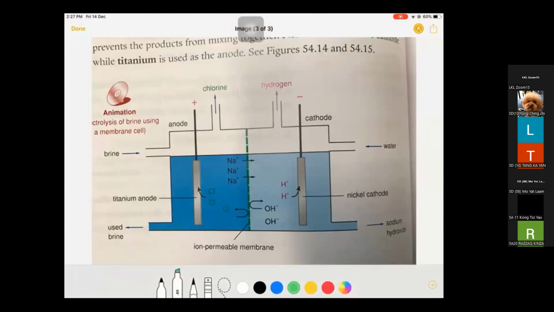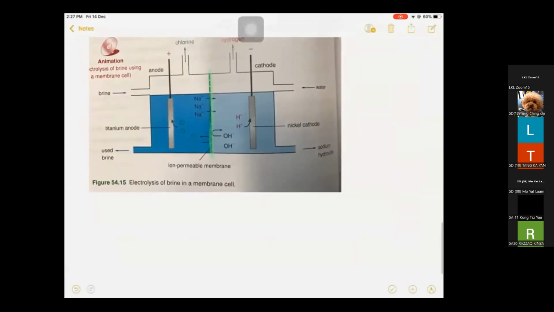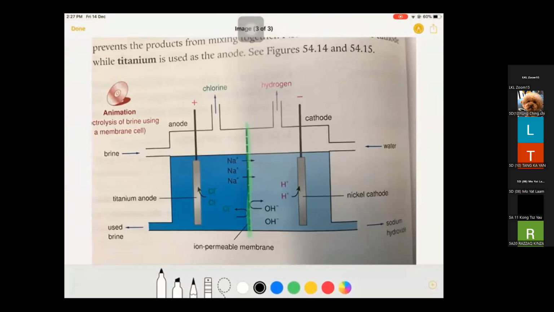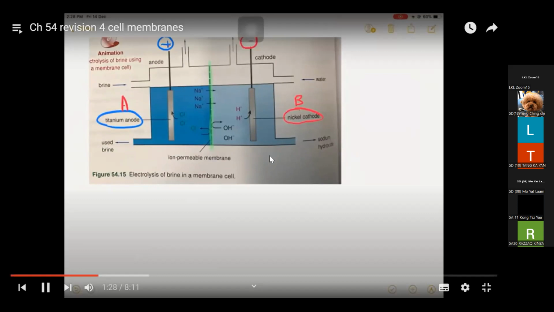Now look at here, we have a membrane, okay? This membrane has something special. I will talk about this now. Now look at this diagram. We have the anode. The anode is titanium. This is the anode, the positive electrode, because I'm talking about an electrolytic cell. While we have the cathode. The cathode is nickel, okay? Cathode in an electrolytic cell is the negative electrode. I label it as A, and this is B. Let's talk about what happens at A and at B, and also what happens in the membrane.